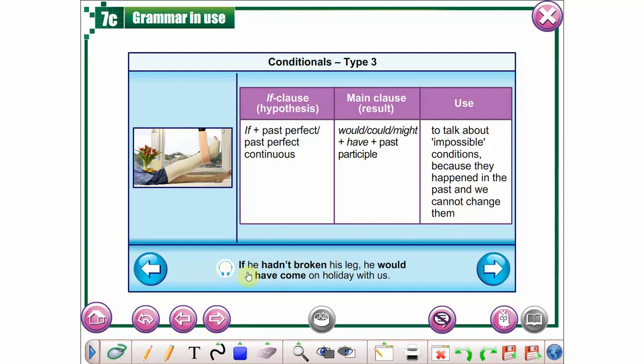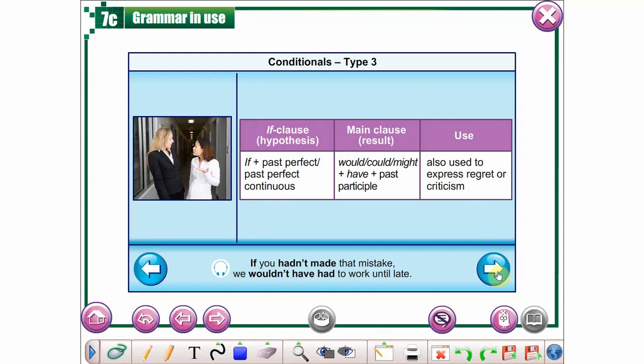So look at this example. If he hadn't broken his leg, he would have come on holiday with us. Okay? Another example. If you hadn't made that mistake, we wouldn't have had to work until late. Look, here we use this type of if to express regret, or criticism.